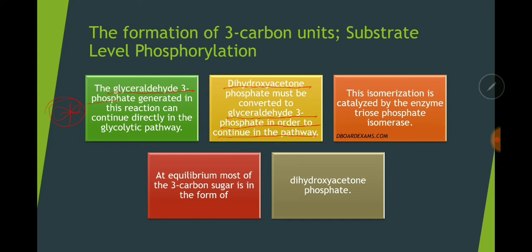And to convert dihydroxyacetone to glyceraldehyde, remember both of them are 3-carbon molecules. The only difference is the position of the phosphate. So you're going to need isomerization to change the position of the phosphate. At equilibrium, most of the 3-carbon sugars are in the form of dihydroxyacetone, and this does not form pyruvate, so it has to be converted back to glyceraldehyde. So very important.